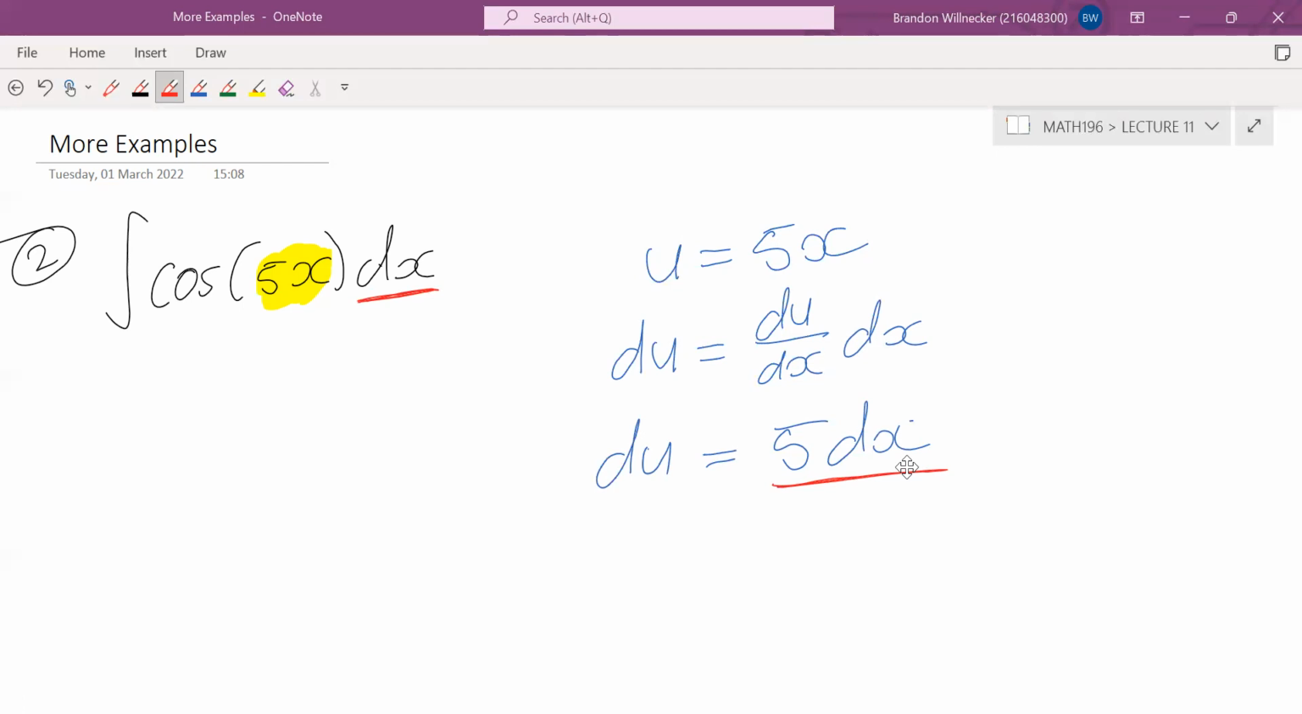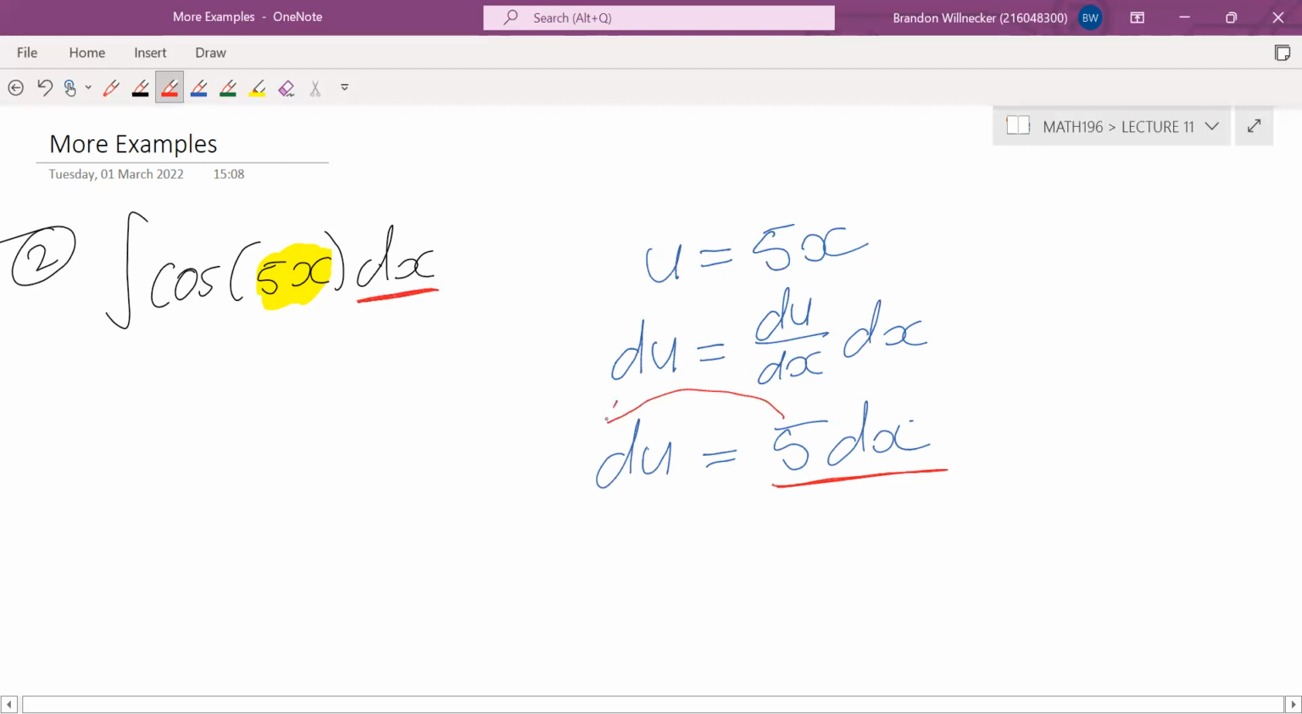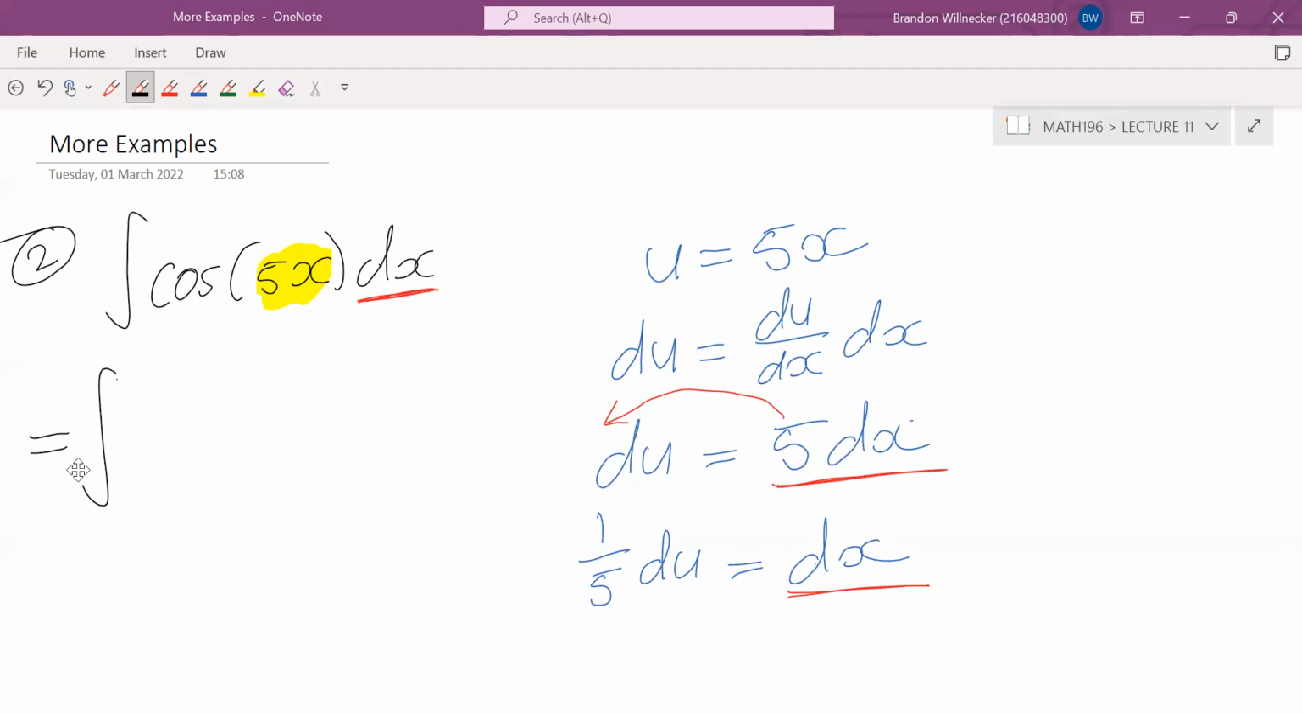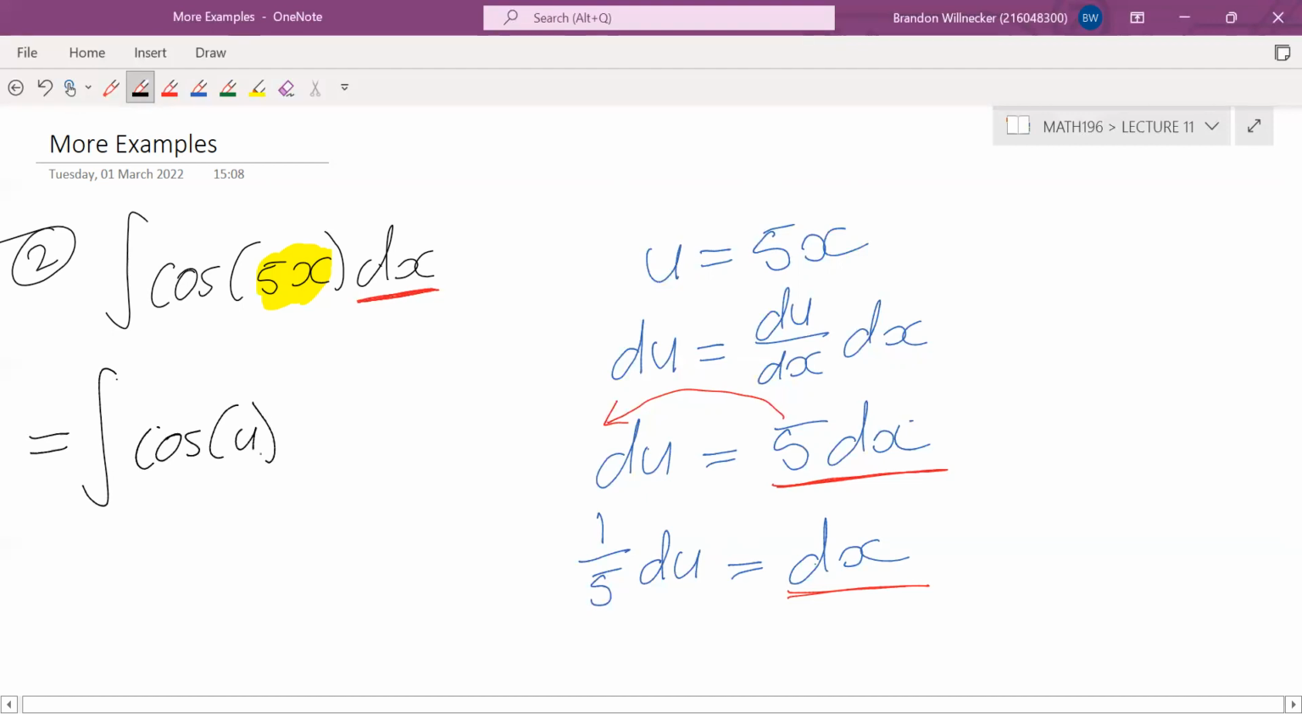So we're going to have to take this 5 over to the other side. So this is going to become 1/5 du is equal to dx, which is what we have. So we do have dx by itself. So let's substitute this into what we have. So the integral of cos 5x is now going to become cos of u. Dx is now going to become 1/5 du.